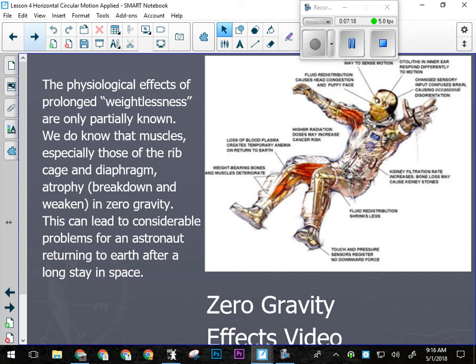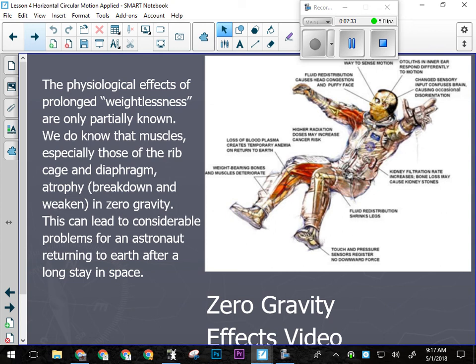Cardiovascular is also a problem. You've got to be able to make your heart and lungs work. And it's not like you can go for a run around the International Space Station. It's not very big and there's no gravity, so running is not practical. So they have these ways that they're trying to overcome these problems.